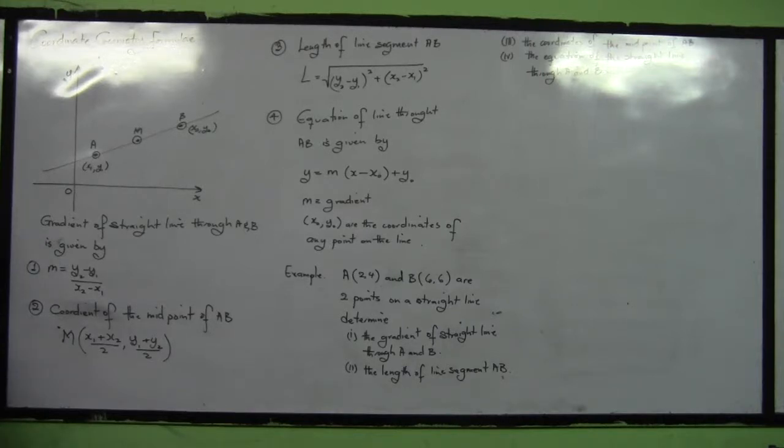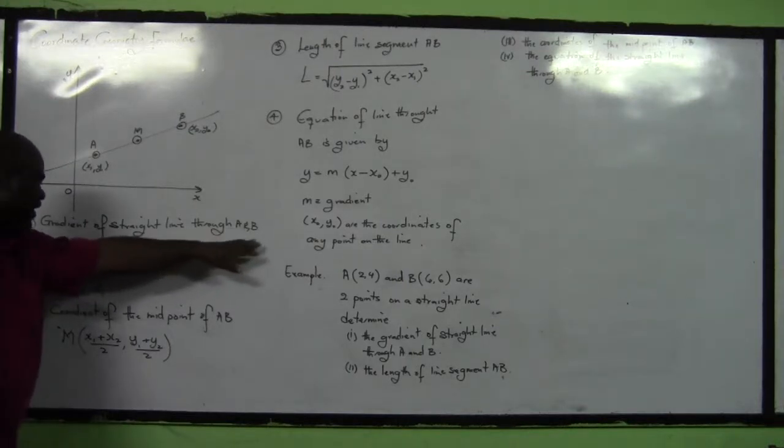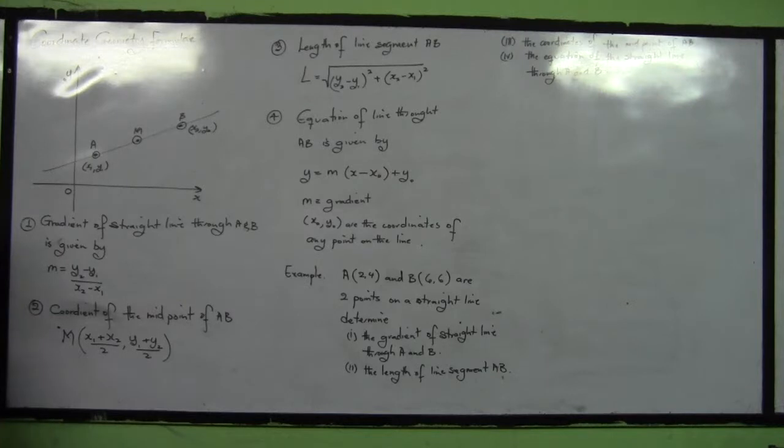So the first formula has to do with the gradient, number 1. If I know the coordinates of 2 points on a straight line, the gradient of the straight line passing through the 2 points A and B is given by the formula m, the gradient, is equal to y2 minus y1 over x2 minus x1.